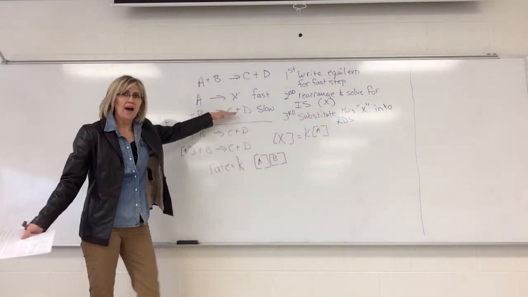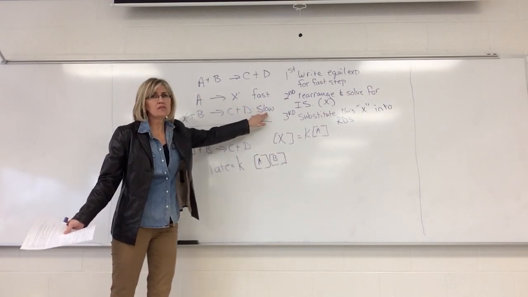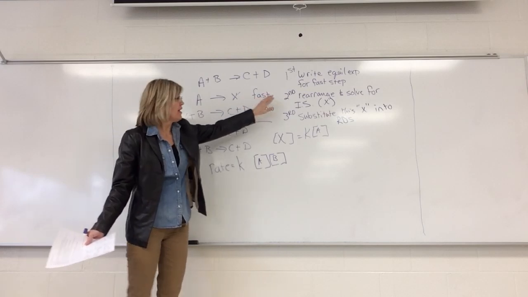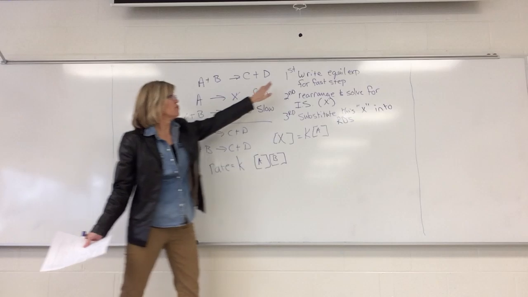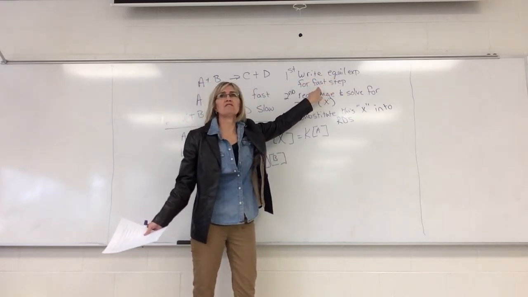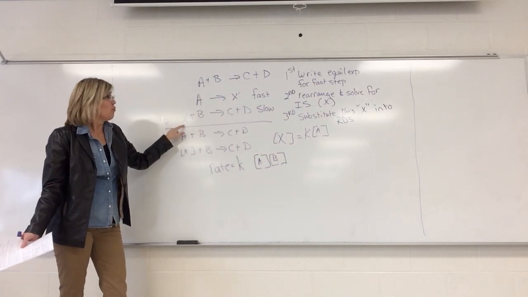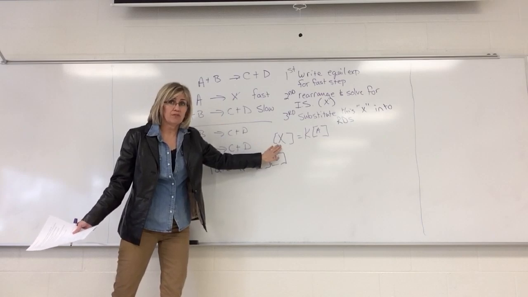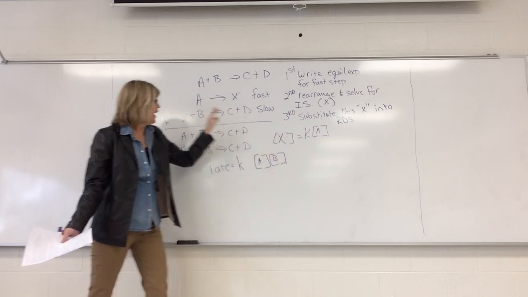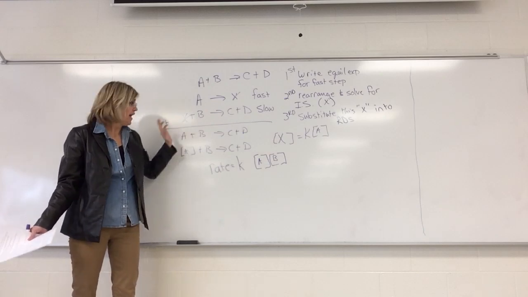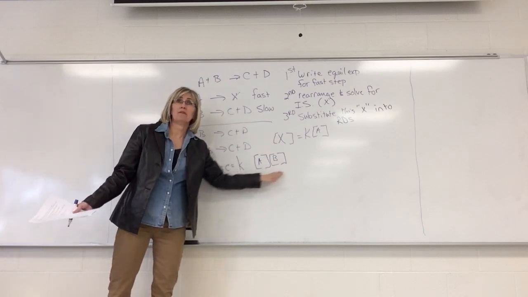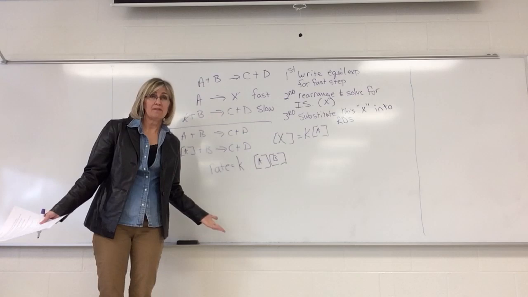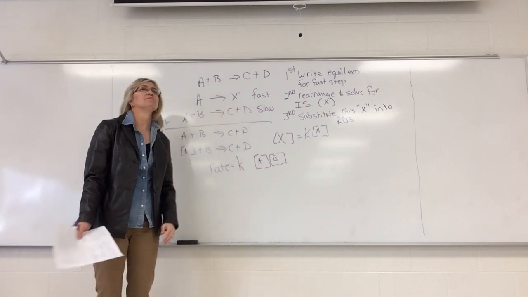So when you have this scenario where the slow step is preceded by a fast step, that fast step goes into equilibrium. All right, so we have to write an equilibrium expression for that fast step. Okay, we can then solve for whatever the intermediate species is. All right, and then substitute it in, and then we can write an appropriate rate law. Okay, so this is an acceptable mechanism for this reaction.